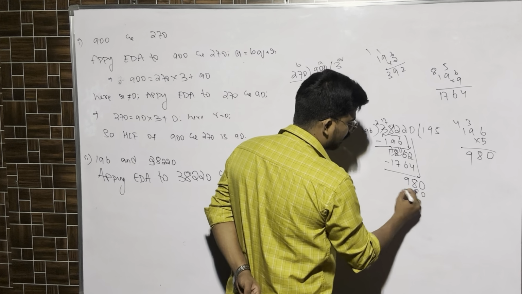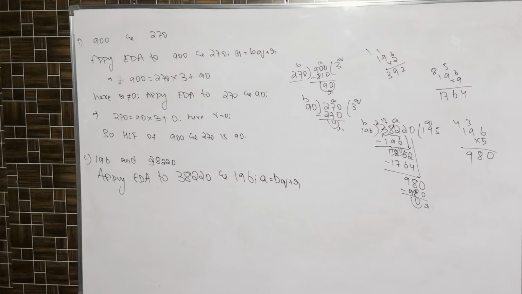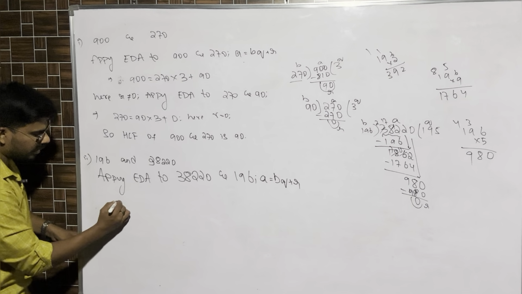So this is A, this is B, this is Q, this is R. Is R 0 here in this case? So we need not do multiple divisions. In the one answer only we already got it. So what is the value of A here?